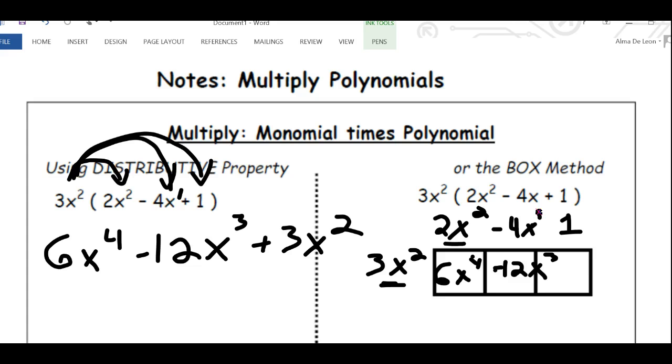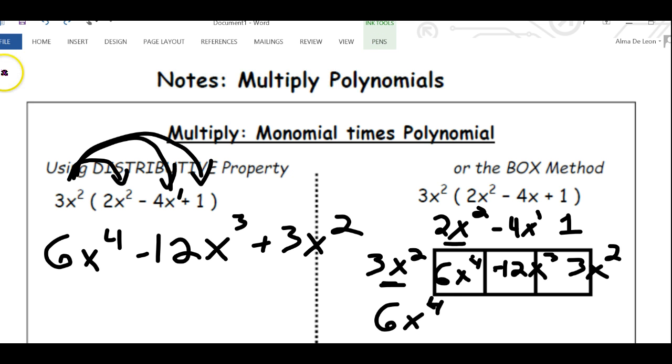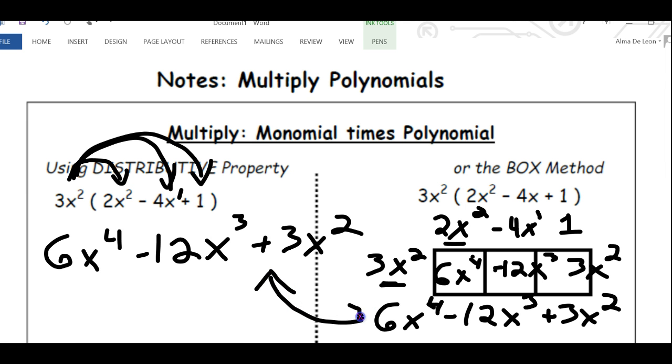And then the last thing is 3x squared times 1. That is the same thing as just 3x squared. And so I ended up with 6x to the 4th, plus, or actually that is supposed to be a minus, 12x cubed plus 3x squared. All I did was, once I multiplied, I added everything inside my box together. And I ended up with the exact same thing I started off with.